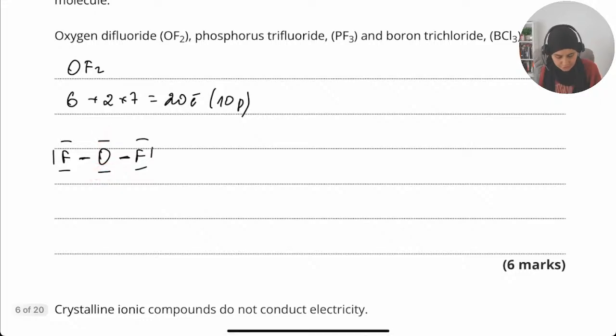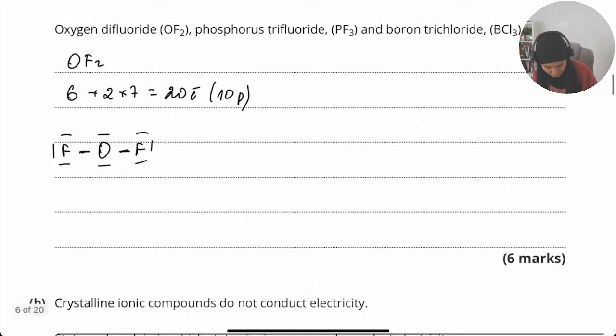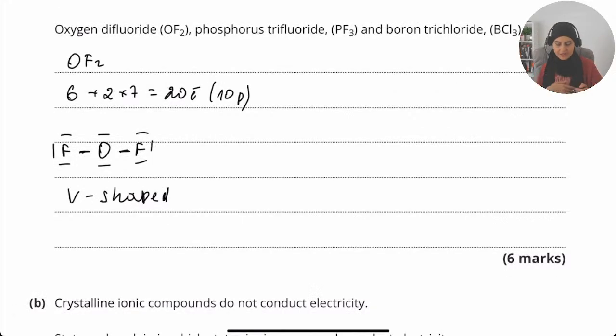So which line do I choose? I have number of atoms bonded to the central atom is 2 and number of lone pairs is 2. So that's my shape. Yeah, so that's V-shaped, bent, and 105 or 104.5 predicted bond angle. We don't need the angle, so I just write V-shaped. If you were to draw its shape, it would be like that. Yeah, and then 2 lone pairs, or just bent.